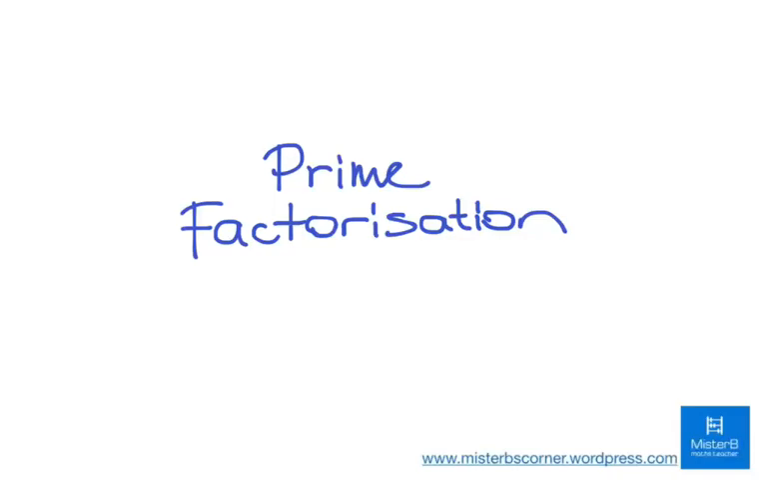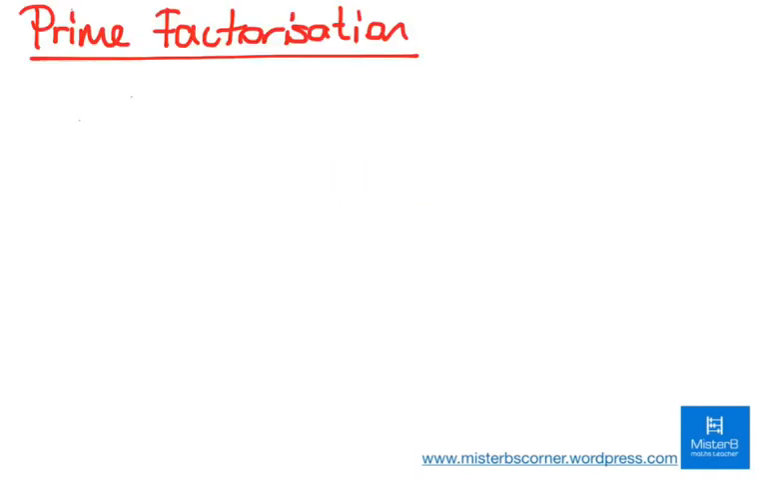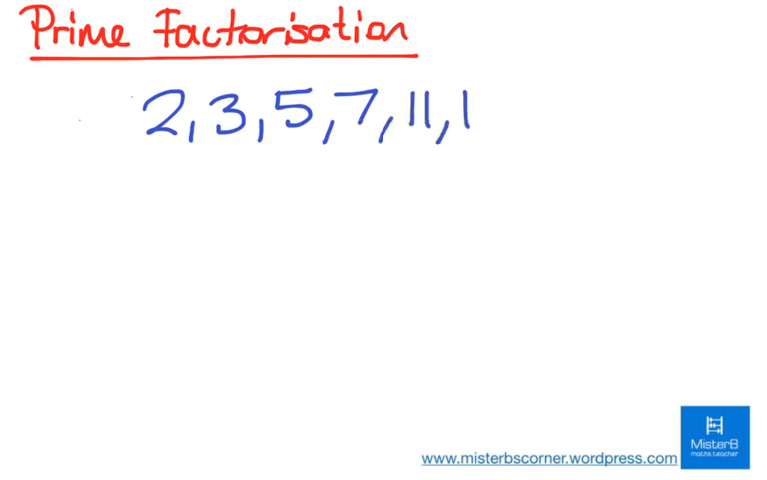In this video we are going to talk about prime factorization of numbers. For prime factorization we obviously need prime numbers, which are 2, 3, 5, 7, 11, 13, 17 and so on. Generally speaking, these prime numbers are enough at your level to perform prime factorization.